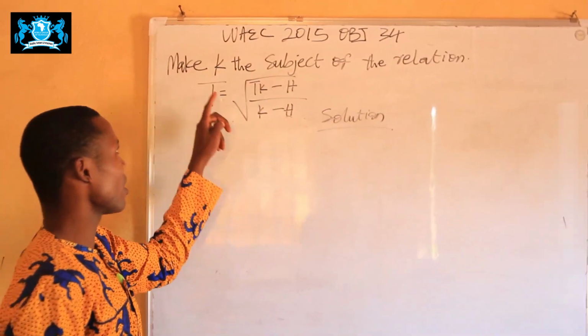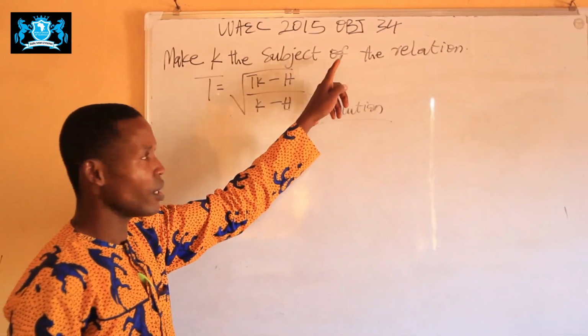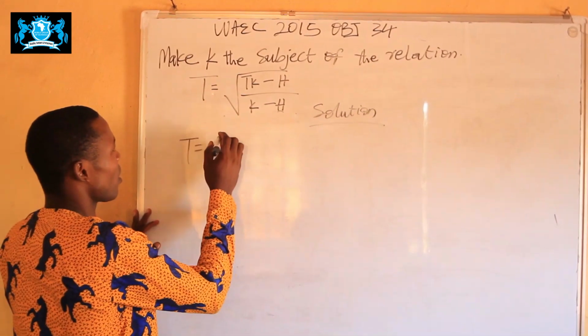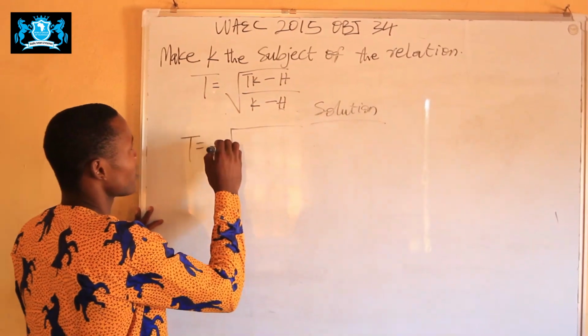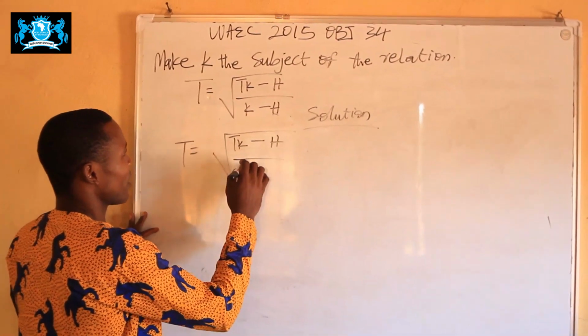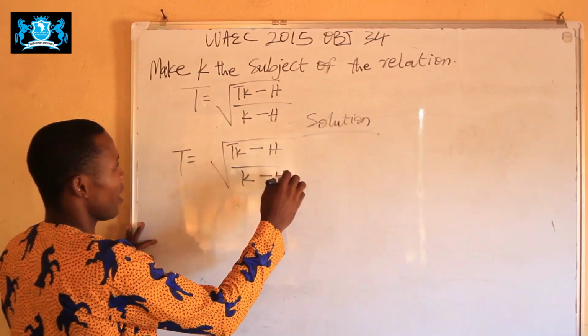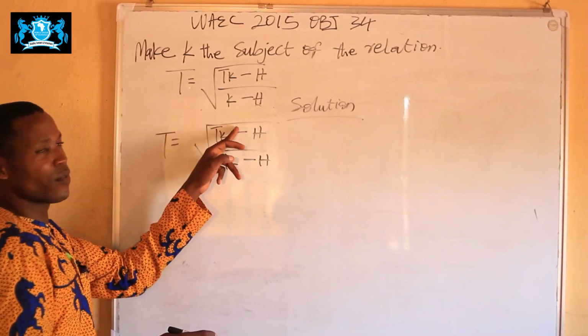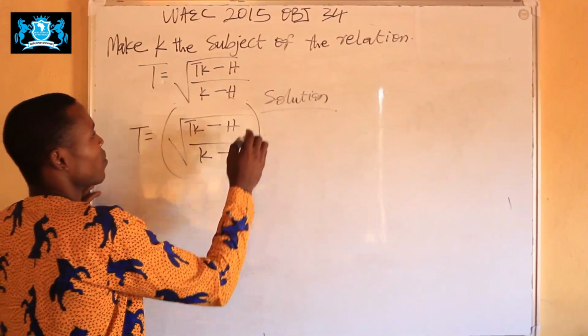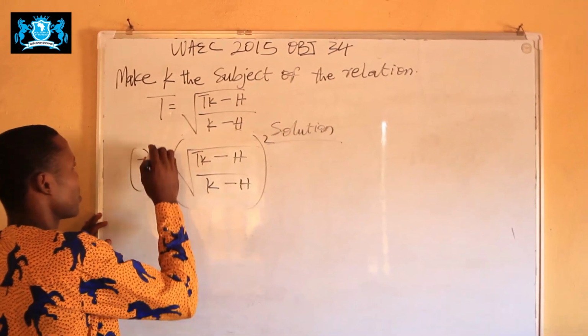2015 WAEC question: change the subject of the relation, or change the subject of the formula. They gave us T equals the square root of (Tk minus H) all over (K minus H). What do we do to remove this square root? We just square both sides. We square here and we square T.